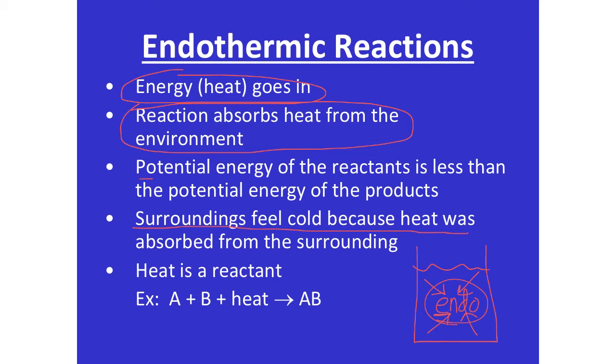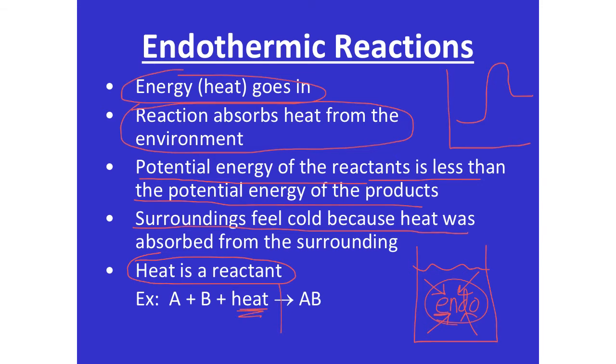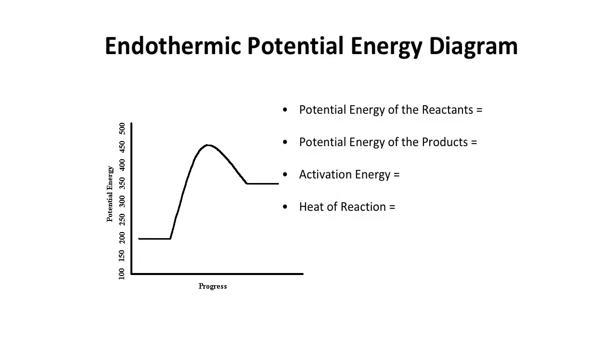When we take a look at our potential energy diagrams in a second, you'll notice that the potential energy of the reactants is less than the potential energy of the products. So our potential energy diagrams for endothermic will look something like this. Because it's endo, it's got to gain energy, so therefore it has to end at a higher level. And with our endothermic reactions, heat shows up prior to the arrow on the reactant side of the equation.